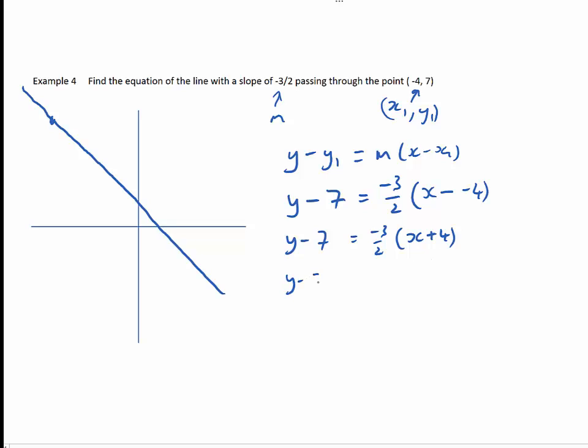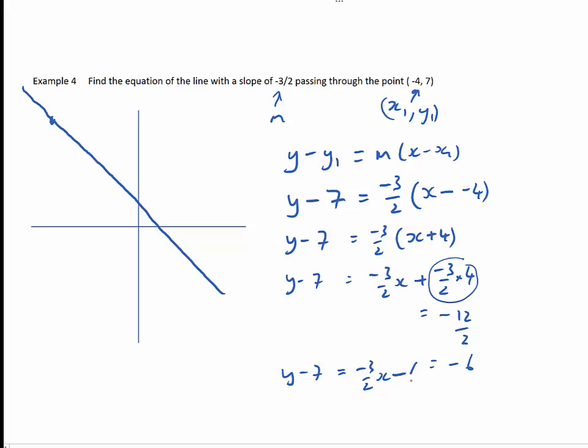When I multiply that bracket out, I get minus 3 over 2 x plus minus 3 over 2 times 4. Well, minus 3 over 2 times 4 is the same as minus 12 over 2, which is the same as minus 6. So we have y minus 7 equals minus 3 over 2 x minus 6, and then I'm going to move the minus 7 across, so I end up with y equals minus 3 over 2 x plus 1.